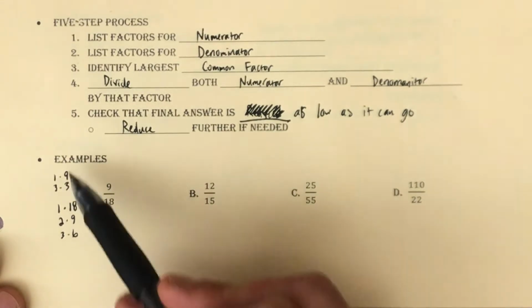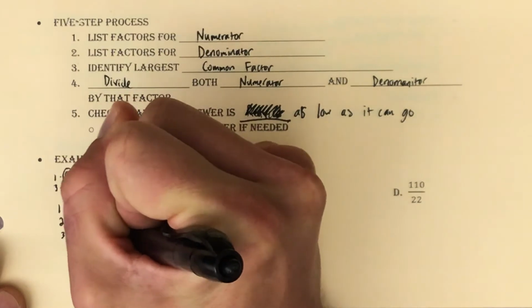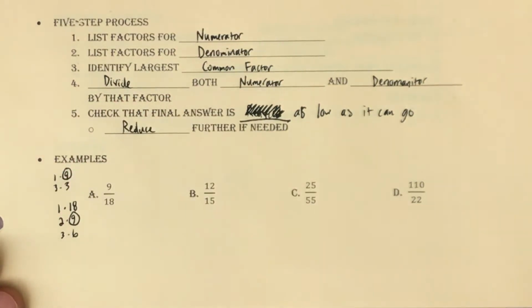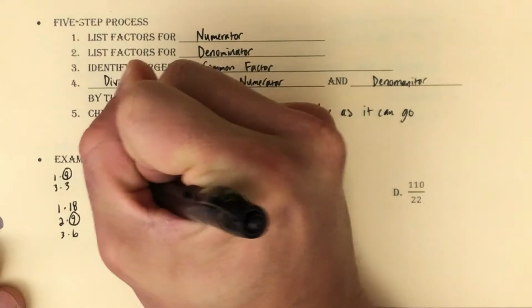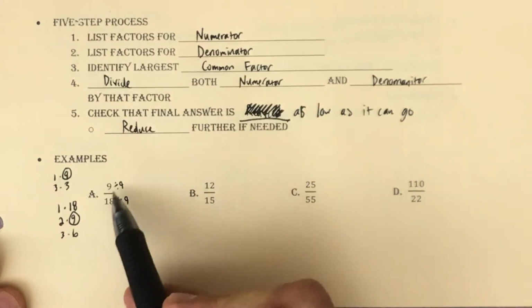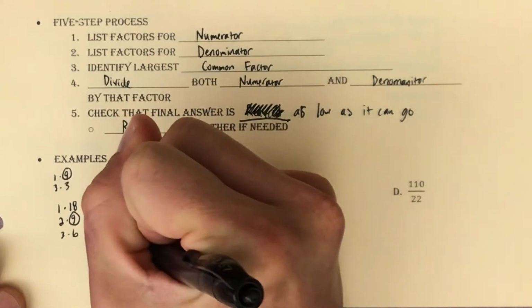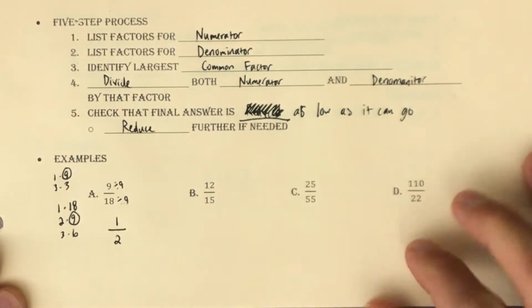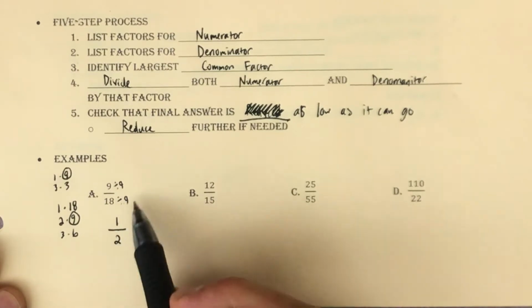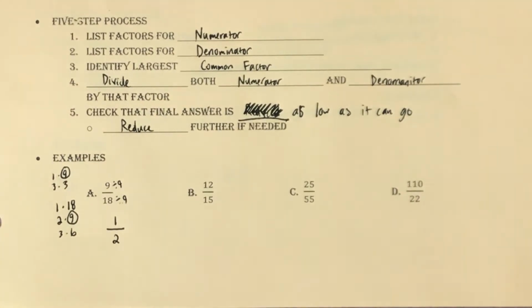Now I'm going to look at both of these lists, and I want to identify the largest common factor. I see that 9 is on both lists. When 9 is on both lists, that means we need to divide both of these numbers by 9. That's step 4. So divide both by 9. 9 divided by 9 is 1, and 18 divided by 9 is 2. So when I reduce this, I end up with 1/2. There is no other number that can divide evenly into both of those other than 1, which doesn't change the fraction, so we are reduced down as far as we can go.